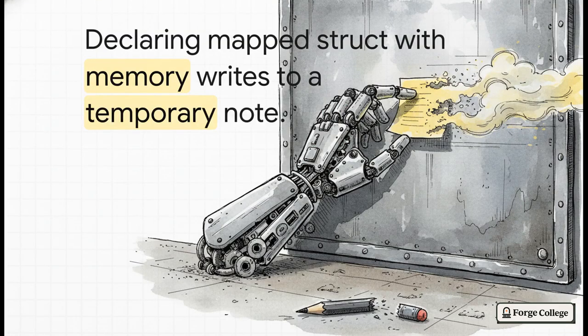Mistake number 1 is a classic. If you accidentally declare your mapped struct with memory instead of storage, you are basically writing onto a sticky note. The compiler might actually let it pass, but the second the transaction completes, your changes just vanish into thin air.